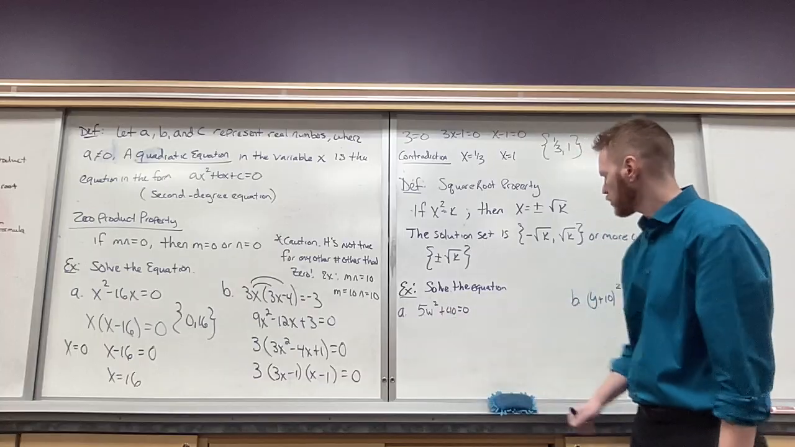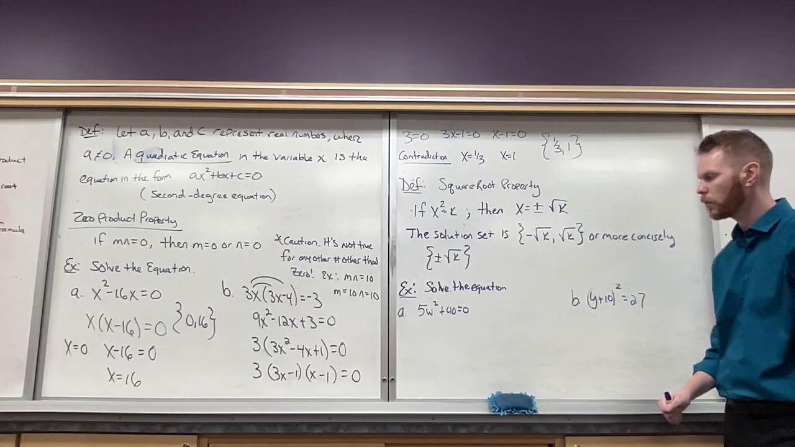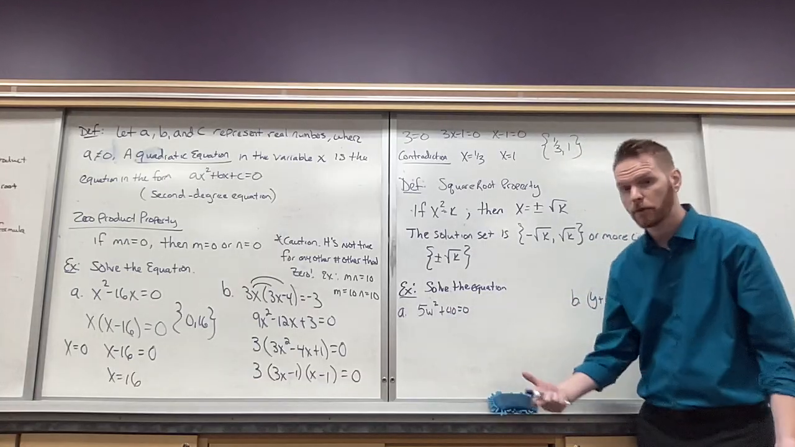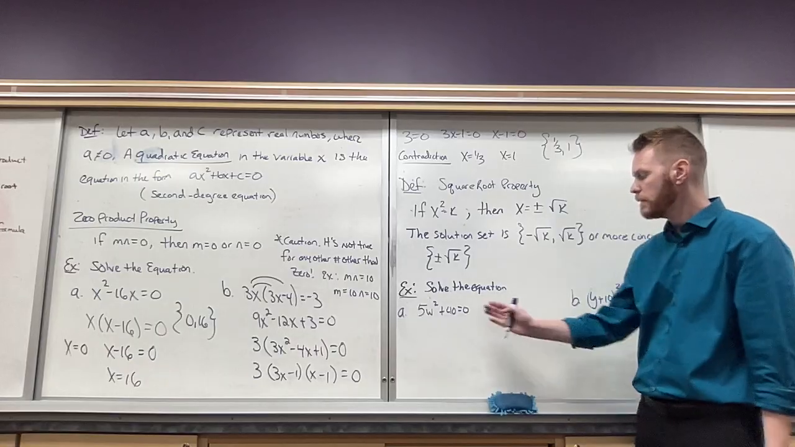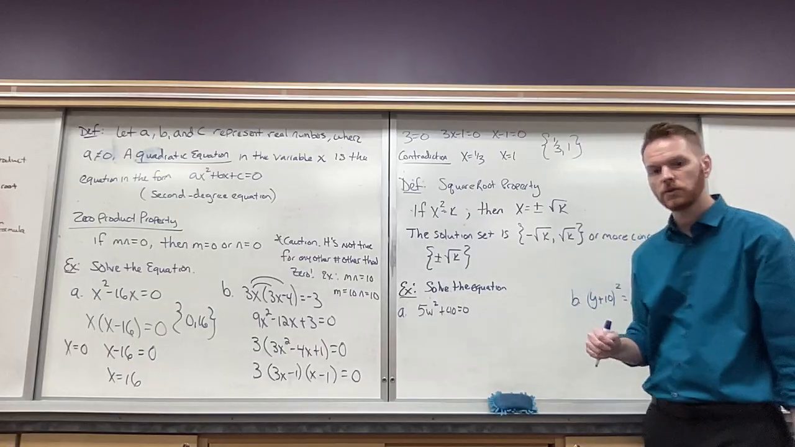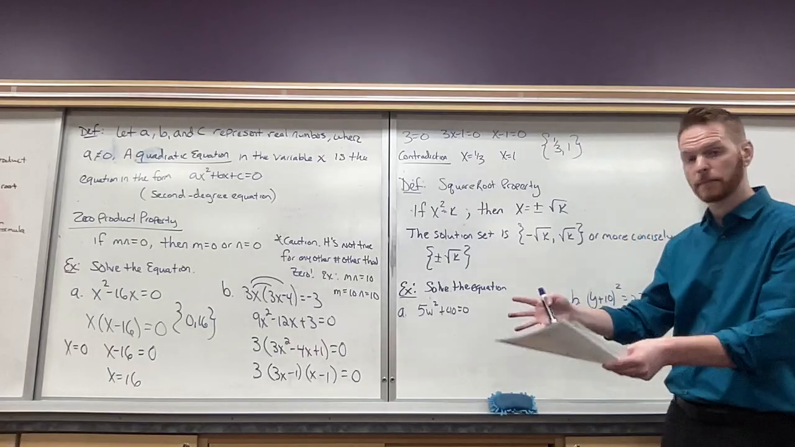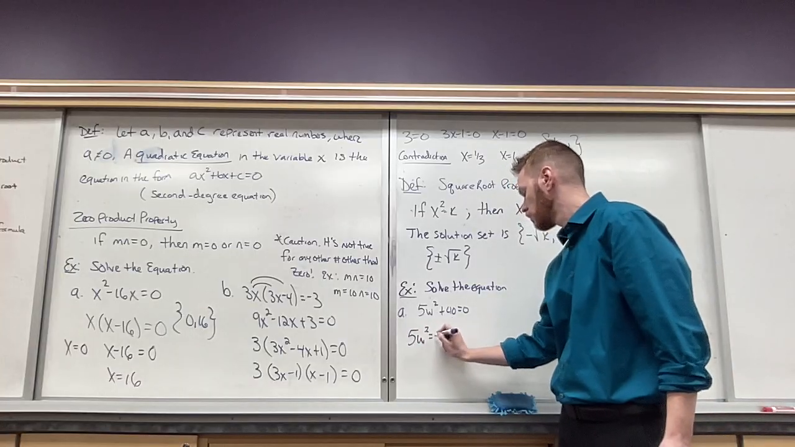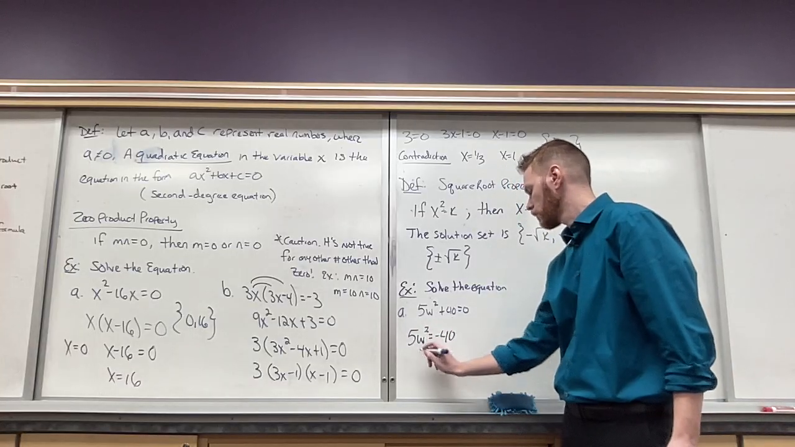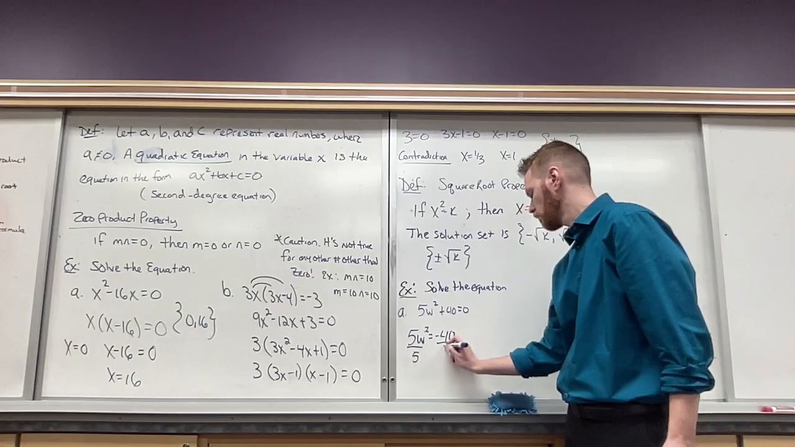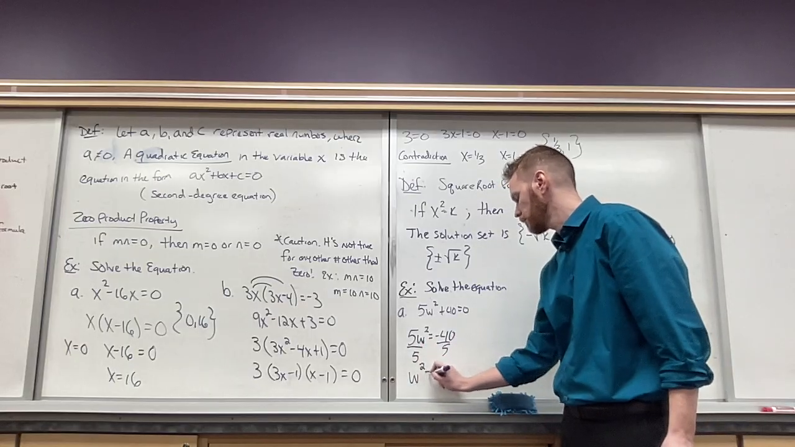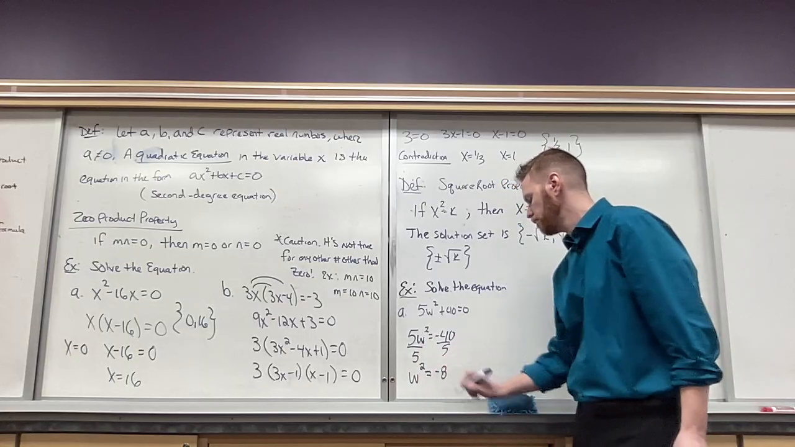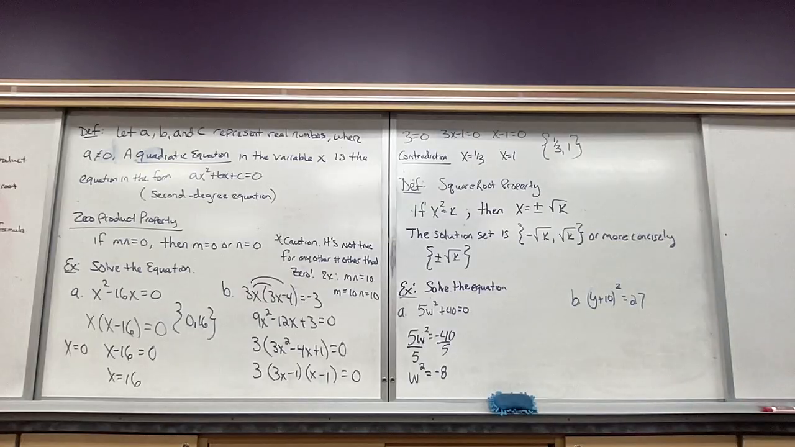There's no linear term, so therefore I'm not thinking like quadratic formula or complete the square. Immediately I'm thinking maybe I could solve for w just normal like algebraic methods. I'm going to subtract 40 to the other side. Divide by 5. Again, trying to get the variable by itself. Okay. I get w squared equals negative 8.